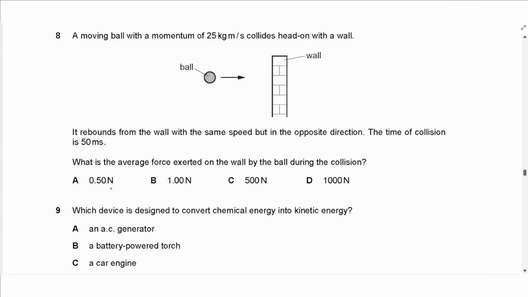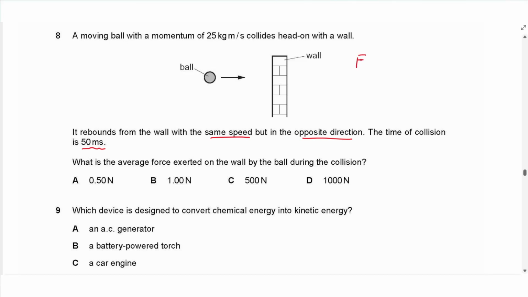Question 8 says a moving ball with a momentum of 25 kilograms meter per second collides head-on with a wall. It rebounds from the wall with the same speed, but in the opposite direction. The time of the collision is 50 milliseconds. What is the average force exerted on the wall by the ball during the collision?